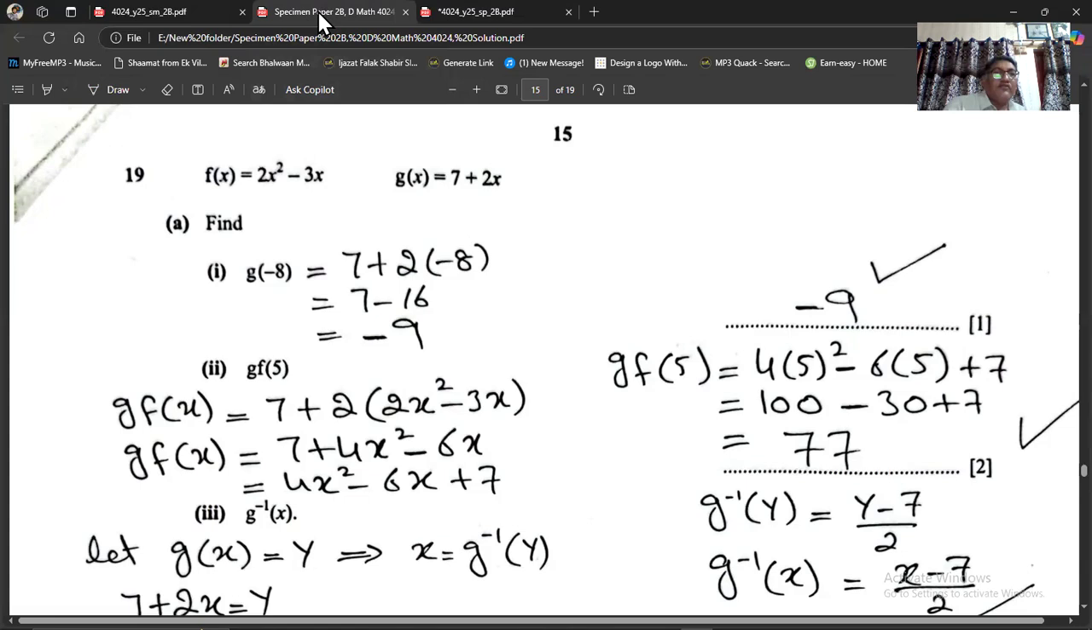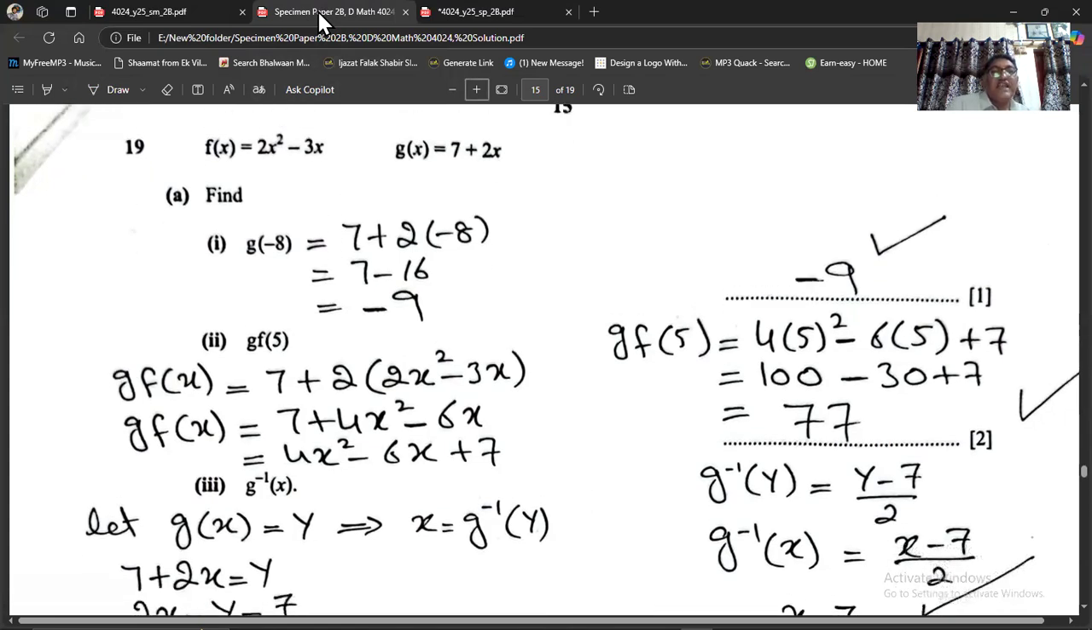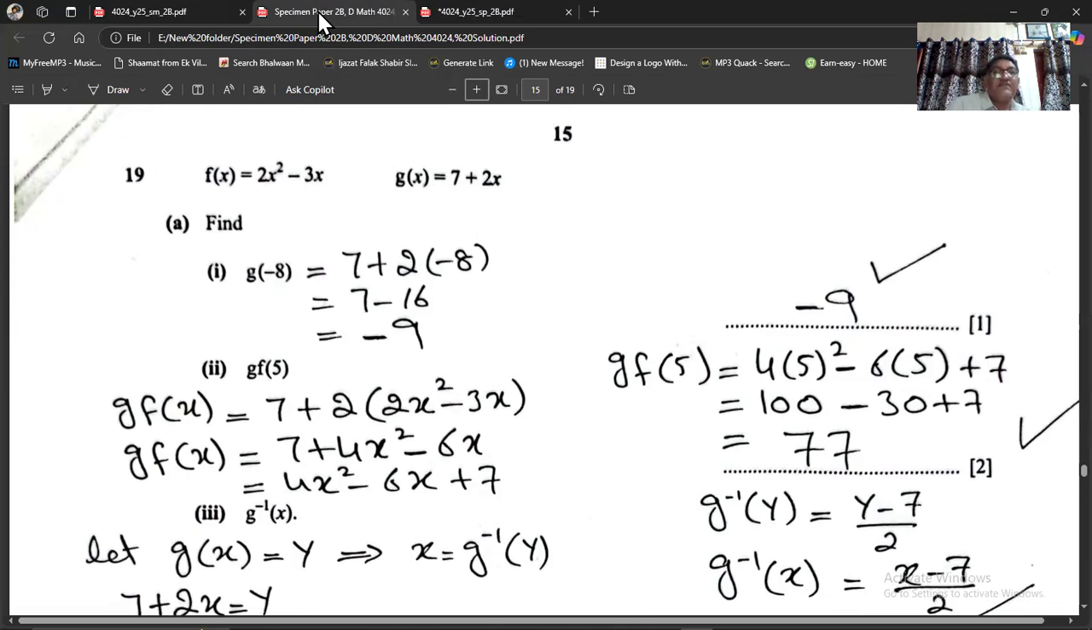Okay. So then their question is find gf(5). In the formula of g of x, wherever there is x, I will substitute f of x. So gf of x will be 7 plus 2 bracket. Wherever there is x, you will substitute the f of x.